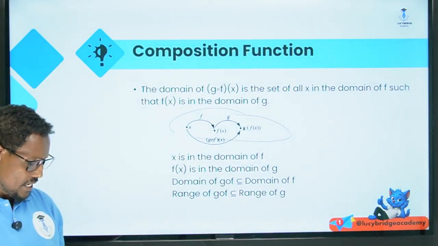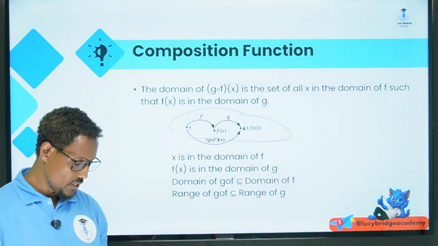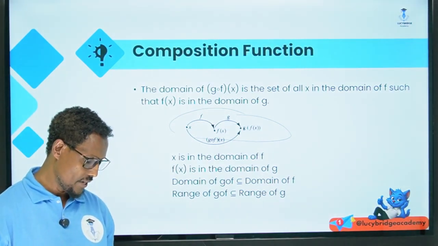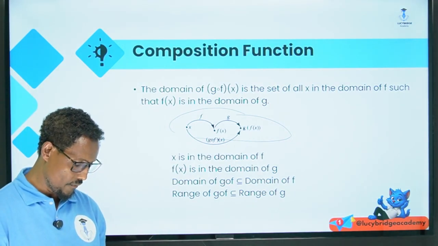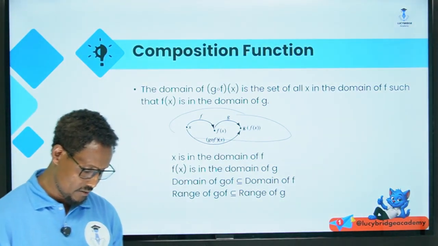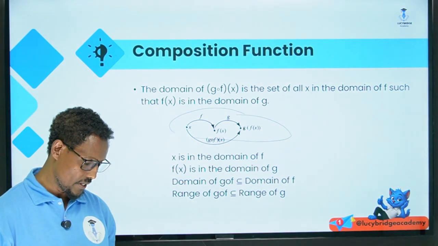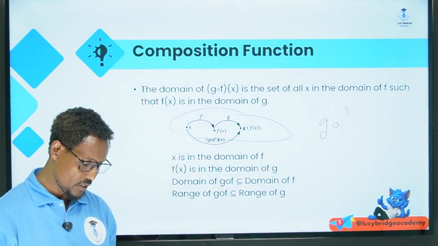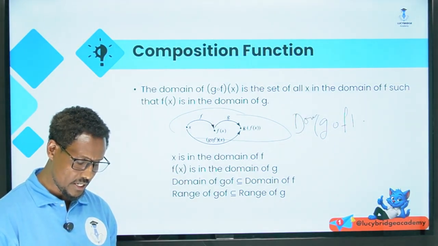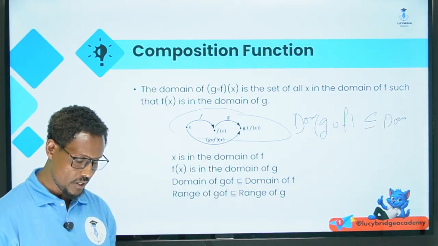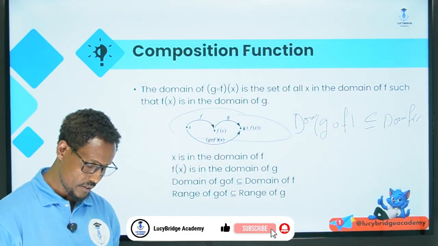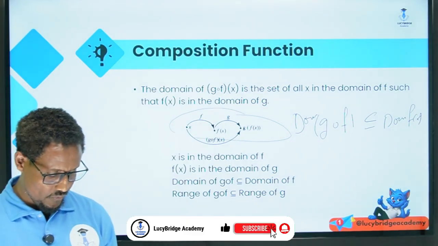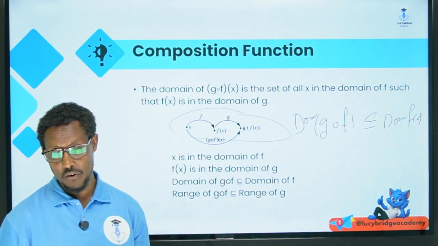Okay, x is the domain of f, yes, and f of x is the domain of g, yes. Domain of g of f of x is a subset of domain of f, exactly, right? Domain of g circle f, okay, gof of x. This is the domain of gof of x is subset of what? Domain of the inner function, which is f of x. Okay, range of gof is a subset of, again, range of g.